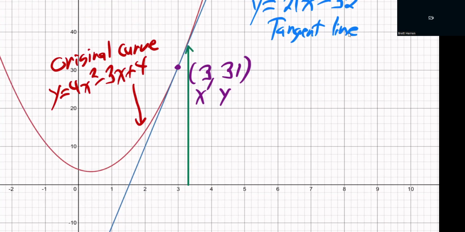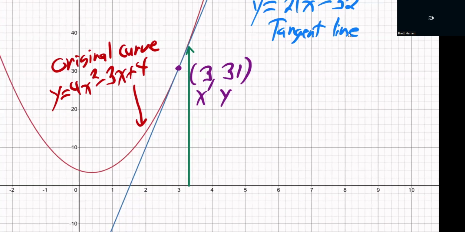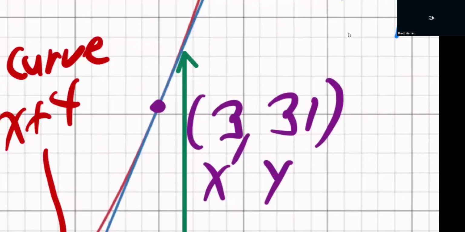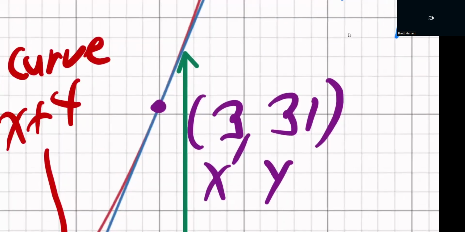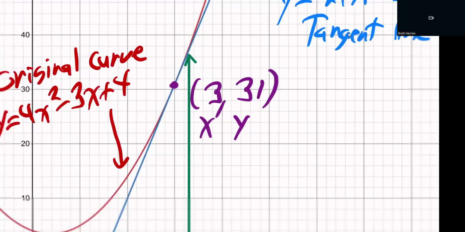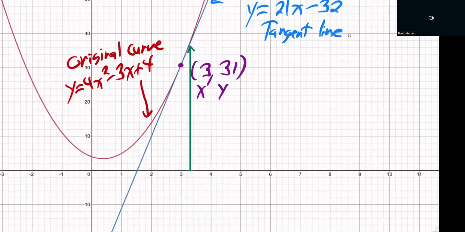Right about there, they are super close. You can see that, right? At 3.3, the red and the blue lines are super close. The blue is a very good approximation for the red. So anyway, that's what we're going to find out. Let's go find that out in particular.